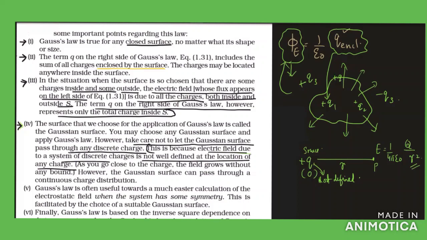So when we choose a Gaussian surface, we must take care not to let it pass through any discrete charges, but the Gaussian surface can pass through a continuous charge distribution. If the charge distribution is continuous, and we consider a Gaussian surface like this, it is possible, but there must not be any discrete charges through which the Gaussian surface passes.